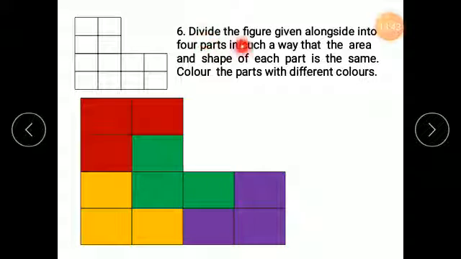Last question. Divide the figure given alongside into the 4 parts in such a way that the area and the shape of each part is the same. Color the parts with different colors. You can now see, if this is the figure, then you have to divide this total shape into 4 parts. But हर पार्ट का शेप सेम होना चाहिए और नंबर ऑफ पार्ट्स भी सेम होने चाहिए. आप इसको दूसरे तरीके से भी डिवाइड कर सकते हो. एक तरीका मैंने यहाँ पे करके दिखाया है. You can divide it by another way also.